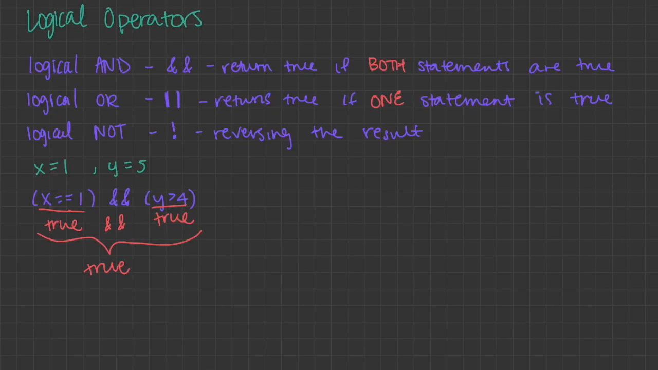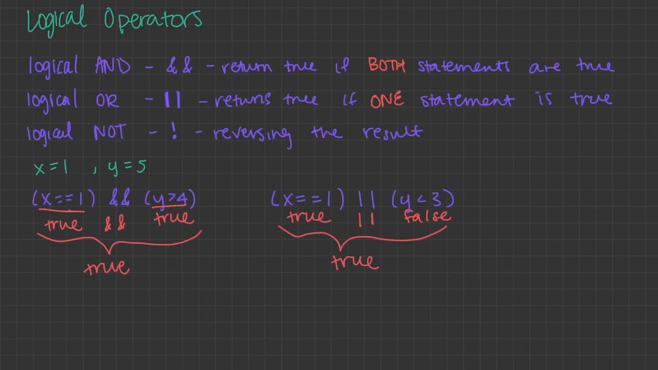Let's do another one. How about x equals 1 or y is less than 3? So x is equal to 1, that one comes out to true. Y is less than 3, y is 5, so that one is actually false. And now that we've done those two, we're going to look at the logical operator. True or false returns true for the whole expression, because logical OR only needs one of the statements to be true for the whole expression to return true.